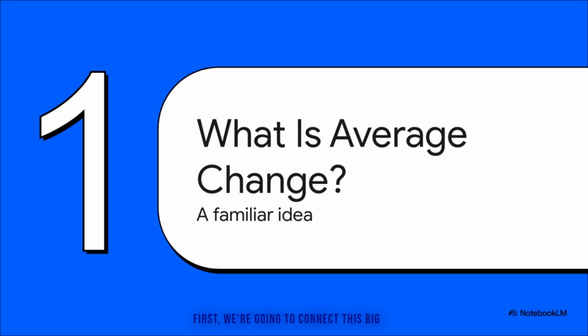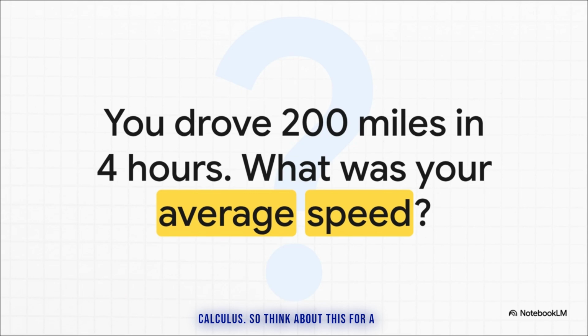Okay, so first things first. We're going to connect this big math idea to something you have absolutely done before, probably without even realizing you were basically doing calculus. So, think about this for a sec. You take those 200 miles, divide them by the 4 hours, and you'd get 50 miles per hour. Simple, right? Well, that calculation, that's exactly what mathematicians call an average rate of change. See? You've been doing it this whole time. It's just the total change in one thing divided by the total change in another.